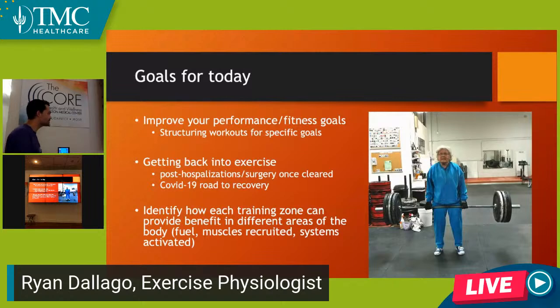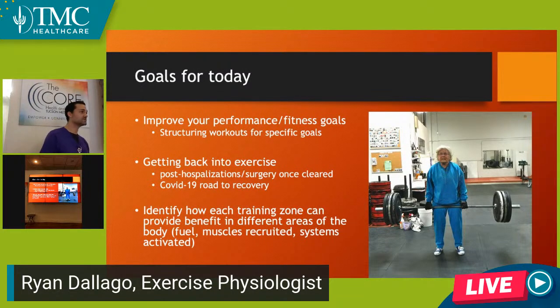In addition to that, I'm also going to help you identify how each training zone can benefit you in different areas of the body. What does that mean, Ryan? Well, let's talk about fuel. Should we use fats? Should we use carbohydrates? I'm going to help you determine each heart rate and its effect on those different types of things. In addition to that, we'll talk about the muscles that are recruited as well as the systems that are activated. If someone's looking to go to the gym and just burn some fats, I'm going to show you how to do that. If someone wants to go to the gym and burn carbohydrates to decrease their blood glucose, I'm going to show you how to do that today.